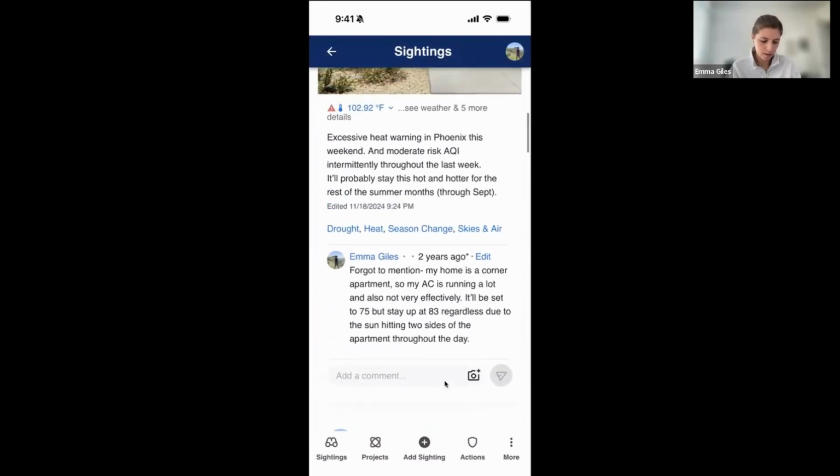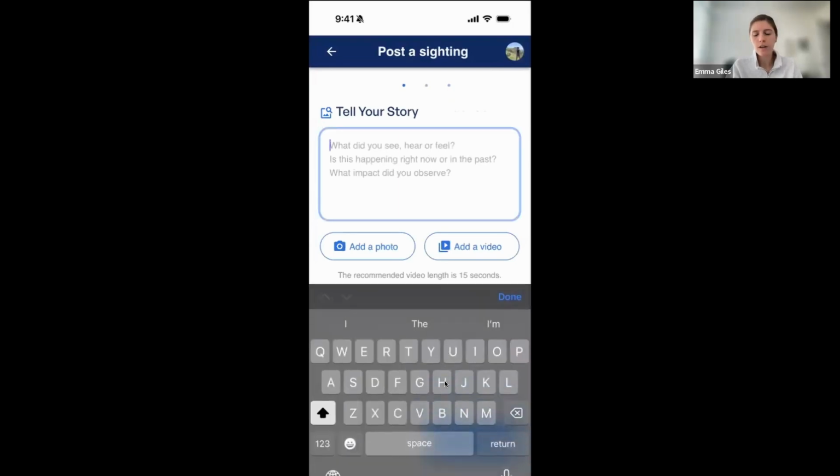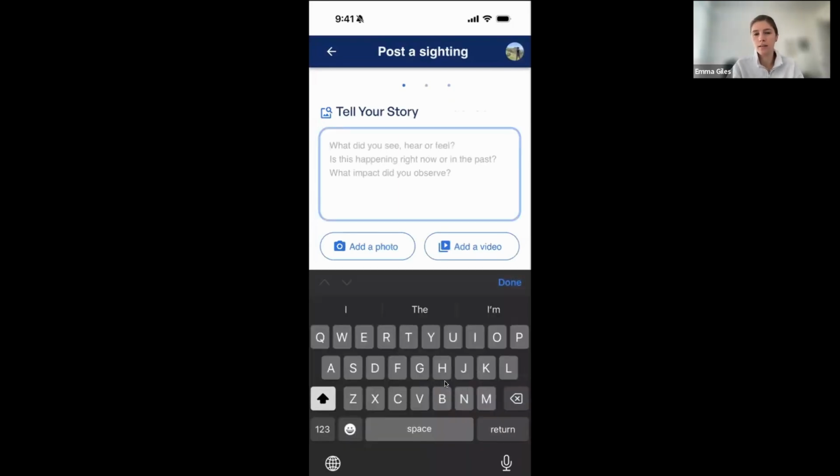Let's go ahead and add a sighting. So for anyone on the East Coast, it's been super windy recently in the Northeast. Super windy, warming up. I want to say it feels like a pretty average temperature, but maybe that's not true. What is the temperature here?